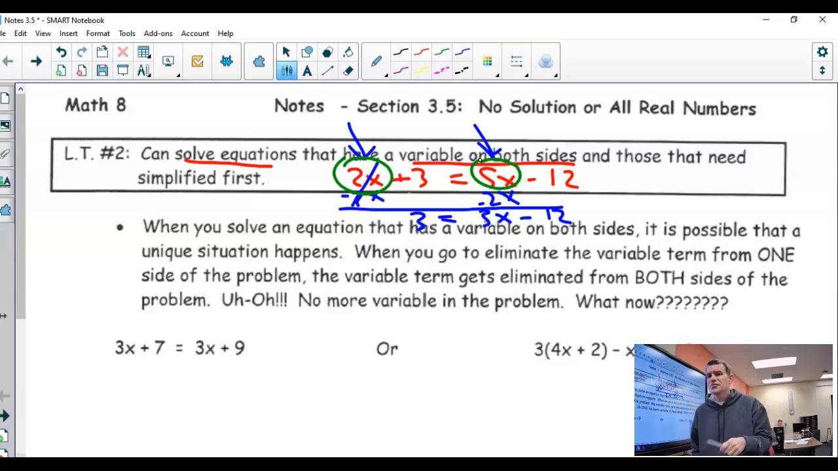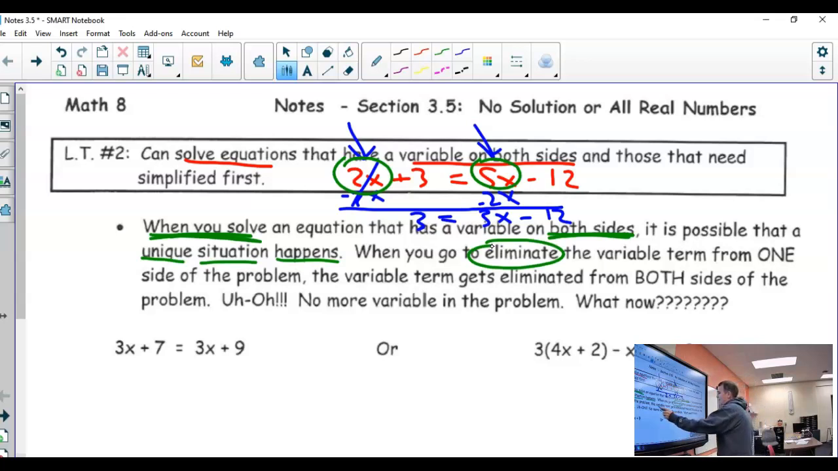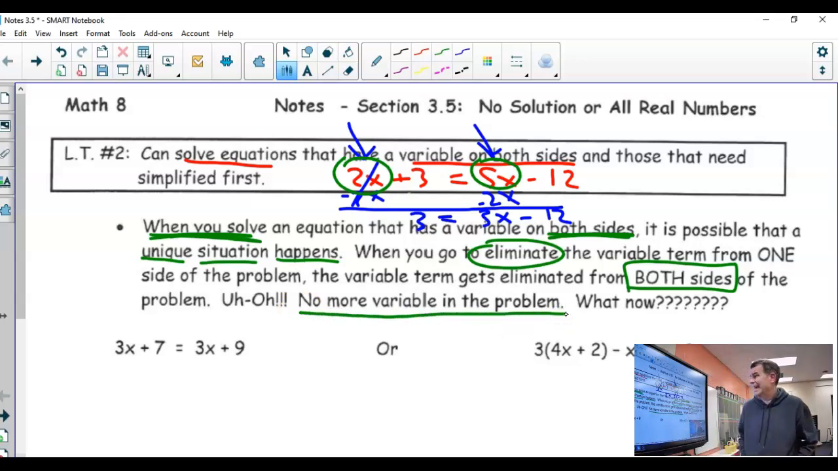So we are still going to be looking at equations that have a variable on both sides, like this. But we're going to look at a unique situation today. When you solve an equation that has a variable on both sides, it is possible that a unique situation happens. And that is when you go to eliminate the variable from one side of the problem, the variable term gets eliminated from both sides of the problem. Uh-oh, no more variable in the problem. What now? And I have a couple examples of that happening here.